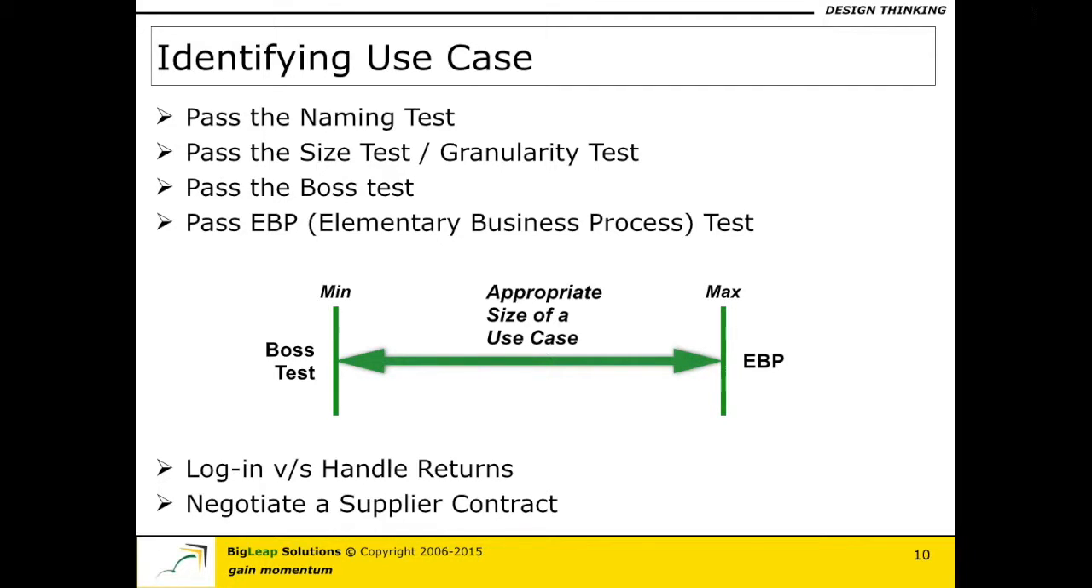So just to summarize, the real purpose of the boss test: any name of a given use case should convey the business functionality that's actually being achieved. That's number 1. Number 2, it should not be so small that it cannot be considered as a use case by itself. That's basically the purpose of the boss test.